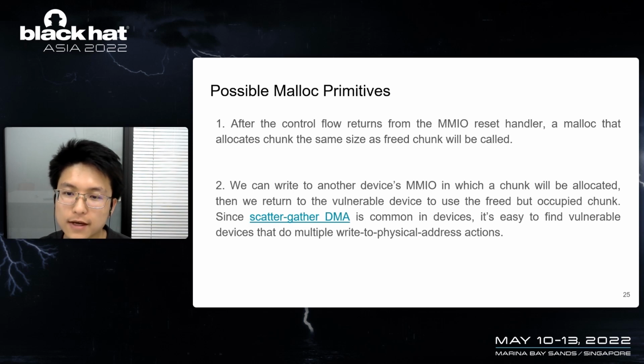Second, instead of calling malloc in the same device, we can write to another device's MMIO region in which a chunk will be allocated. Then we return to the vulnerable device to use the freed but occupied chunk. Since scatter-gather DMA is common, it's easy to find vulnerable devices that perform multiple DMA write operations. So we choose this method.